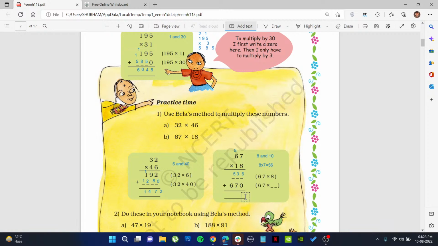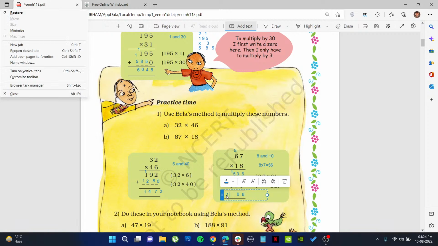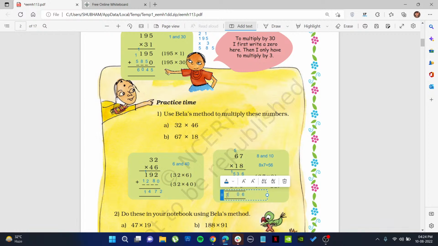Now after that, our final step would be to add these two numbers. So 0 add 6 gives us 6. Now we will be adding 7 with this 3. 7 add 3 gives us 10. So we'll be writing 0 here. 1 will be regrouped to the next column. 5 add 1 gives us 6, and 6 add 6 gives us 12. So how much do we get? Our final answer is 1206.